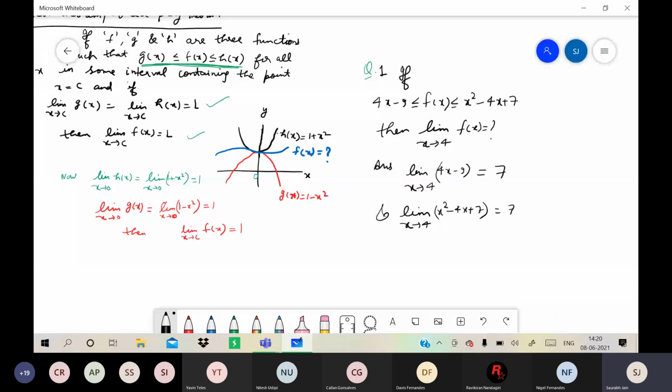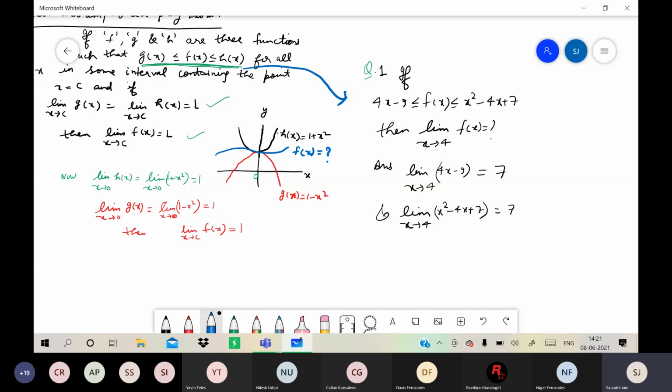Okay, so the first question, we have to find the limit of f(x) as x tends to 4, and the function f(x) is not given. An inequality is given, comparable to this thing. So in such cases, we apply the sandwich theorem and we find the limit of the extreme left and extreme right functions, that means the leftmost and rightmost functions at that x. If both of them come out to be the same, then by sandwich theorem the limit of the middle function will also be that only.